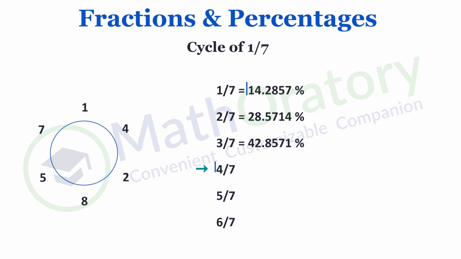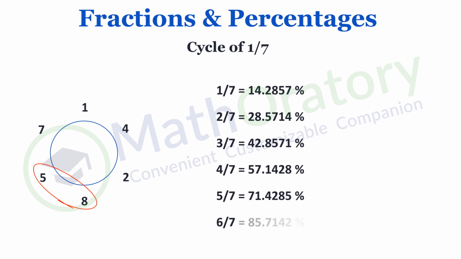Similarly, 4 by 7, 4 into 14 is how much? 56, right? Do not use your own digits, always use the digits in the cycle and go clockwise. So if you look clockwise, the closest to 56 that we have is 57, right? Just take 57 as the leading point and follow the cycle. 57.1428%. So similarly, 5 by 7 should be 71.4285. 6 by 7 should be 85.7142.